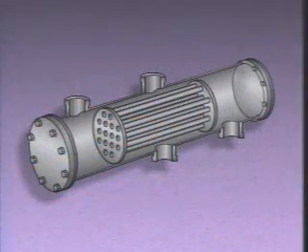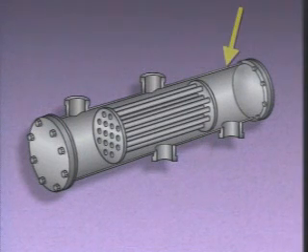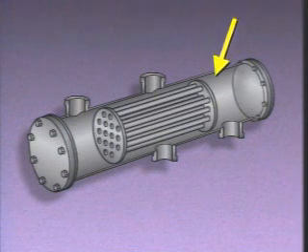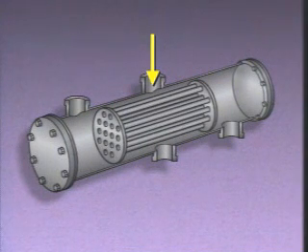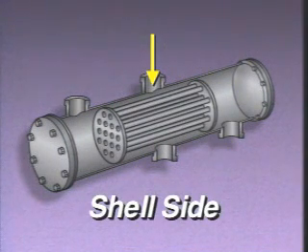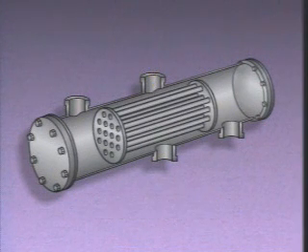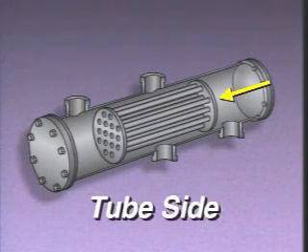Both of these types of condensers are usually shell and tube heat exchangers. A shell and tube heat exchanger has a shell or casing with a bundle of tubes inside. The area that's within the shell and outside of the tubes is called the shell side of the heat exchanger. The area that's within the tubes is called the tube side of the heat exchanger.